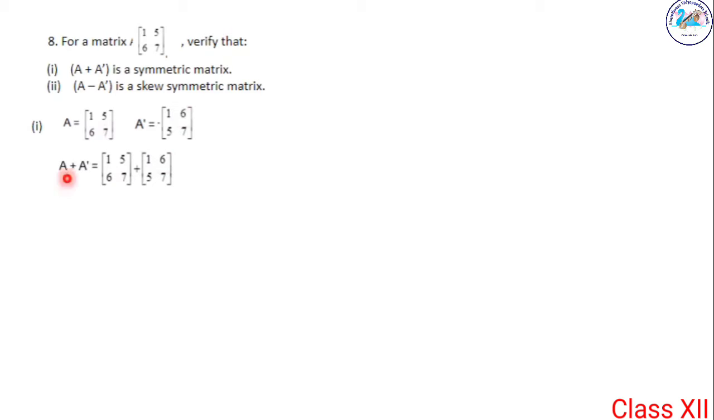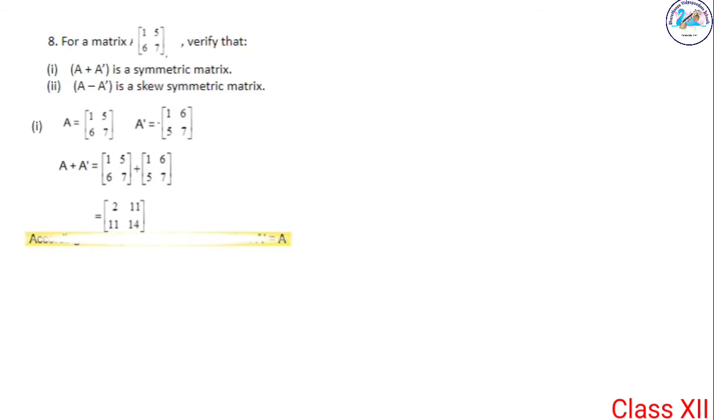Just calculate A plus A transpose. A matrix is here plus A transpose is here. Just add the individual term, means corresponding terms. When you add, matrix addition is there. So 1 plus 1, that is 2. 5 plus 6, that is 11. Same way 6 plus 5, that is 11. 7 plus 7, that is equal to 14.